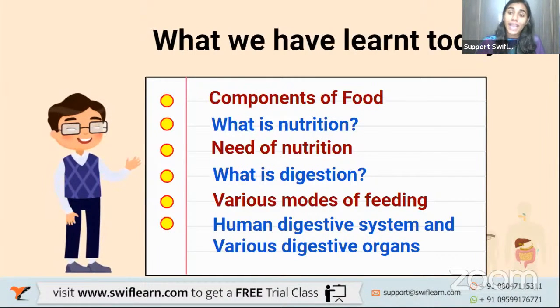Now coming to digestion. What is digestion? Digestion is breaking down. Our food cannot be absorbed unless it is broken down into small particles. Carbohydrates are broken down into simple sugars, proteins into amino acids, and fats into fatty acids and glycerol. Unless these are broken down, your body cannot absorb them.